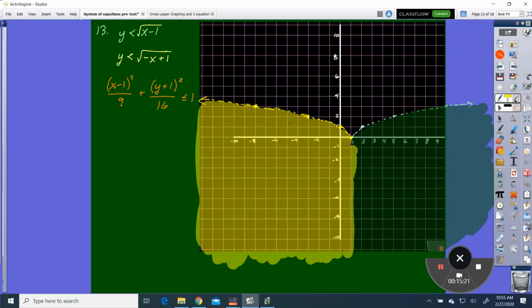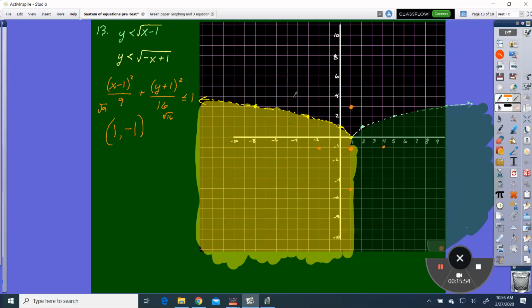But now for the last part, we're going to draw this ellipse. Remember, this is the center. It's always backwards of the signs inside the parentheses. So my center is at 1, backwards of that, -1. So x is 1, y is -1. So that's my center. In the x direction, you go the square root of this, so I go 3 each direction. In the y direction, square root of 16 is 4, so I go 4 from my center each direction.